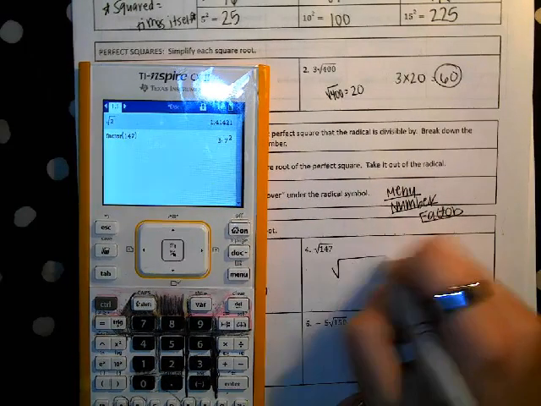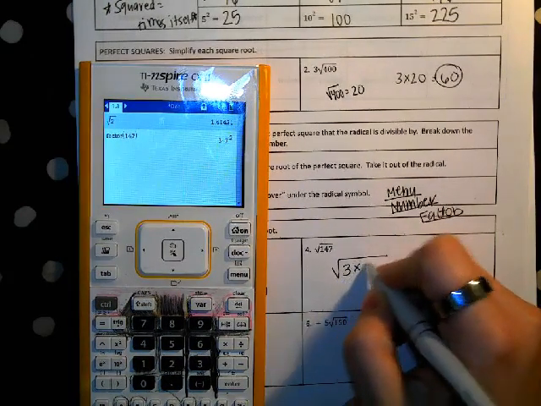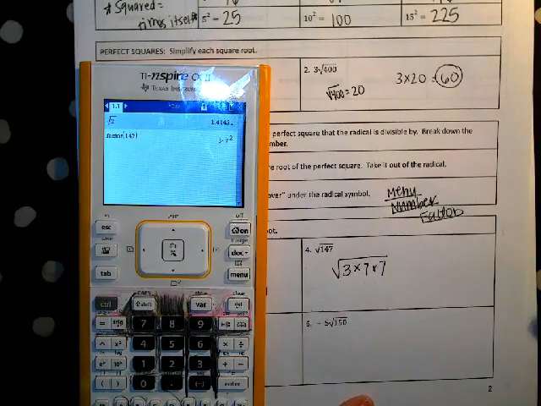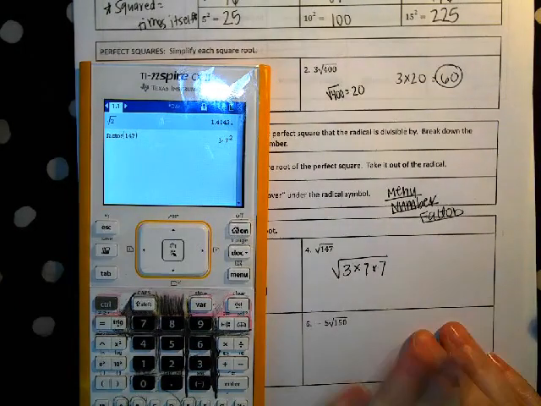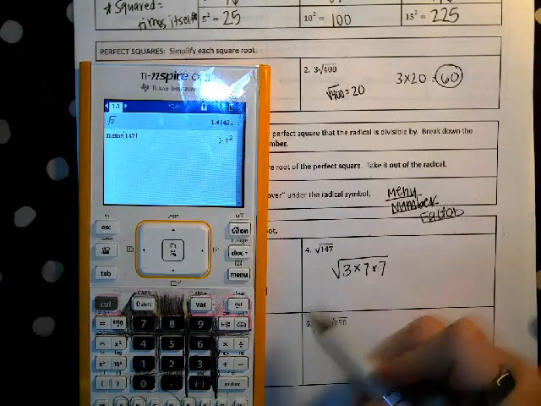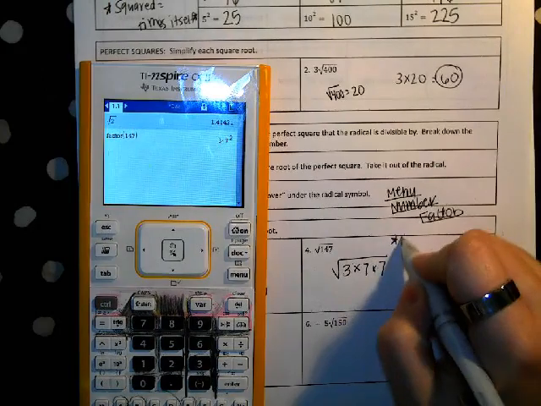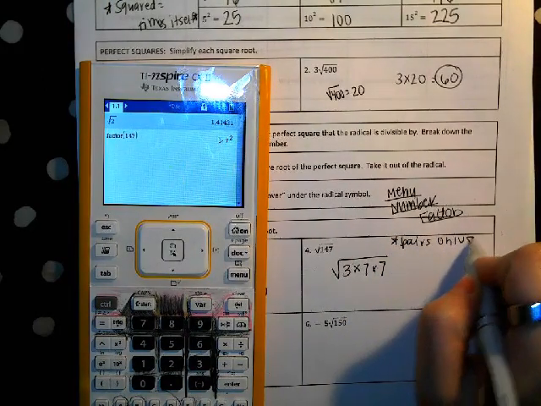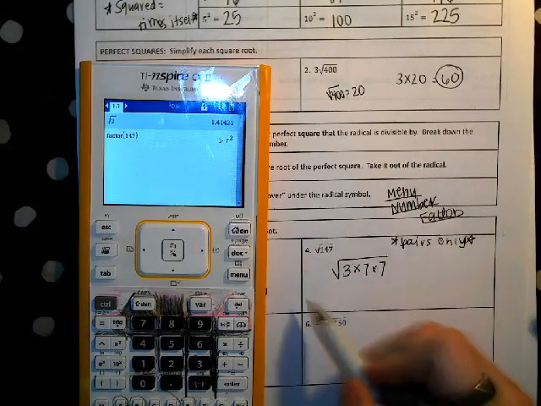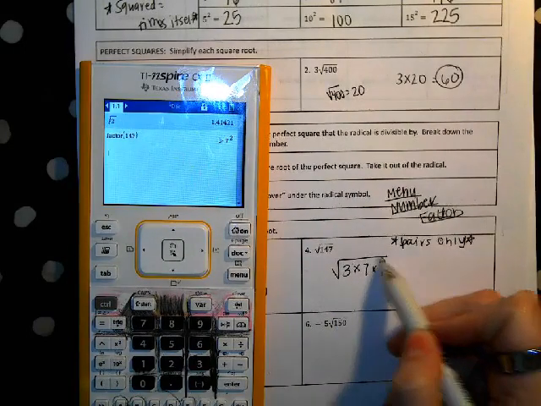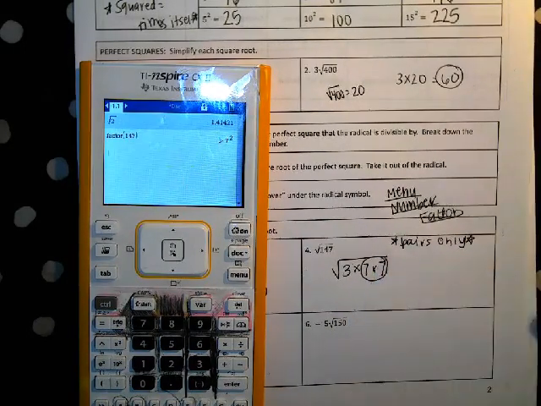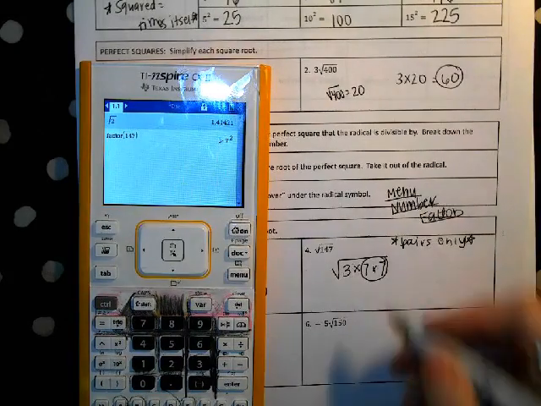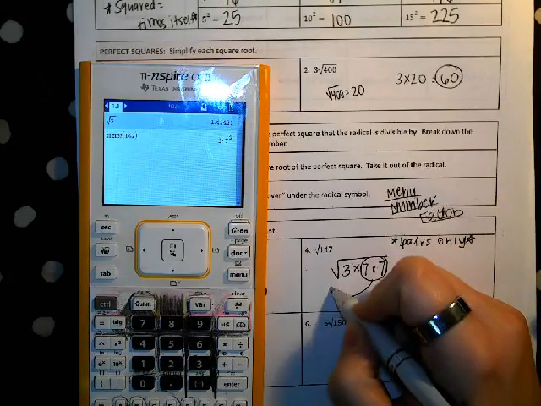I got the 2 7s because it says 7 squared, which is 7 times 7. So I'm going to write it out like this: 3 times 7 times 7. Now, once you do that, you can figure out by simplifying: if you have a pair, you can remove it from your radical. So 3 doesn't have a pair, but 7 is a pair.